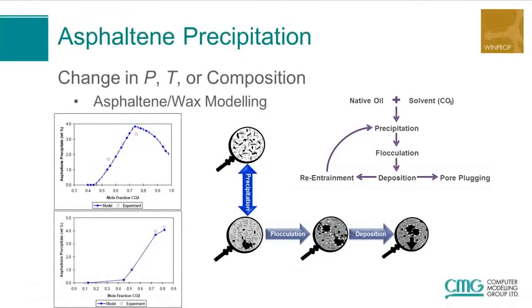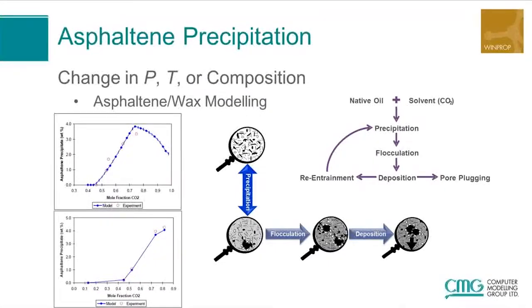In WinProp, you can model the precipitation or the redissolution of the asphaltene by change in the pressure, temperature, or composition. If you have any data, then you can match it in WinProp and develop a PVT model to predict the effect of different parameters, such as pressure and temperature, on the asphaltene precipitation yield.